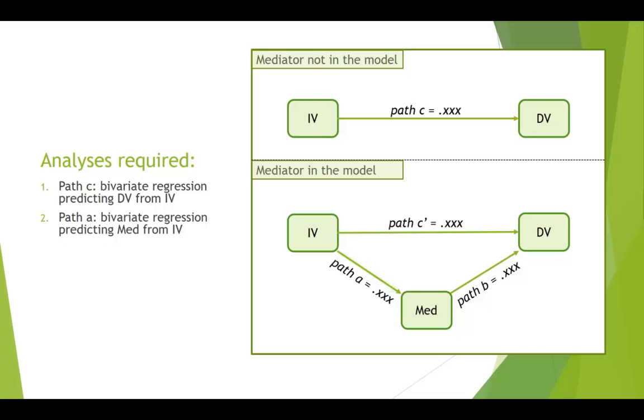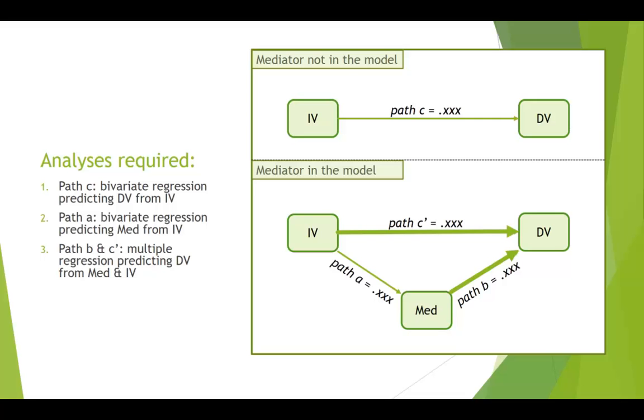Okay, and then the third analysis is a multiple regression predicting the dependent variable from the mediator and the IV. So the mediator and the IV go in as independent variables, and the DV goes in as the dependent variable. And that's going to give us the coefficients for these two paths. Okay, so these ones there.